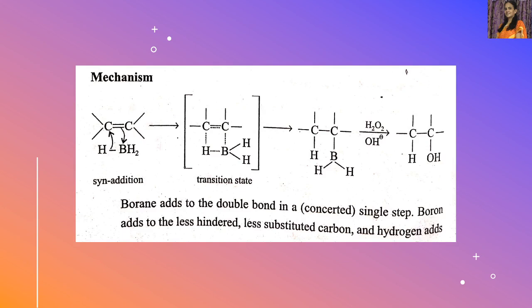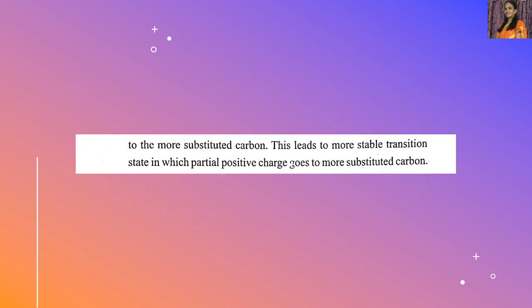and the hydrogen adds to the more substituted carbon. This is nothing but anti-Markovnikov addition. So this leads to a more stable transition state in which partial positive charge goes to the more substituted carbon. Okay.